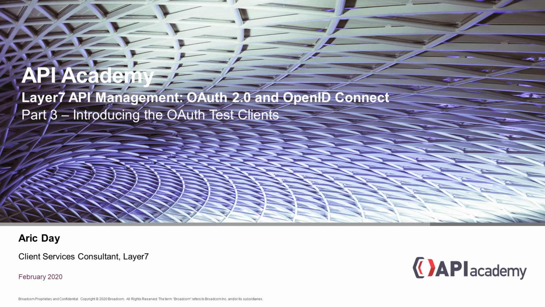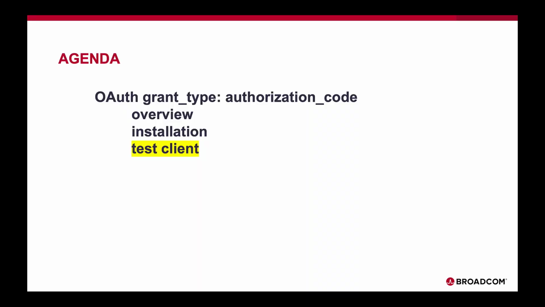Thank you for joining this continuing series on the topics of OAuth 2.0 and OpenID Connect using the OAuth toolkit on top of Layer 7's API Management Gateway. In this continuing video, we're going to look at how to implement the sample test client that comes as an optional deployment component with the Layer 7 OAuth toolkit.